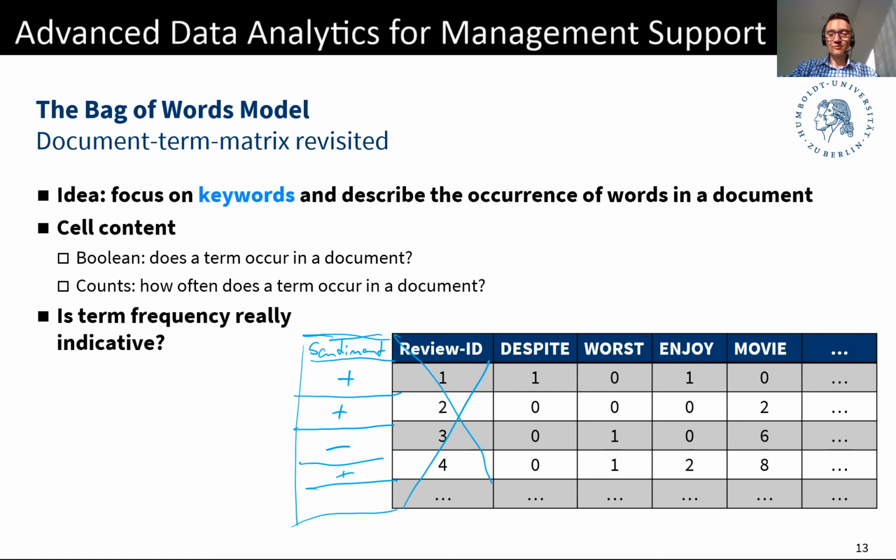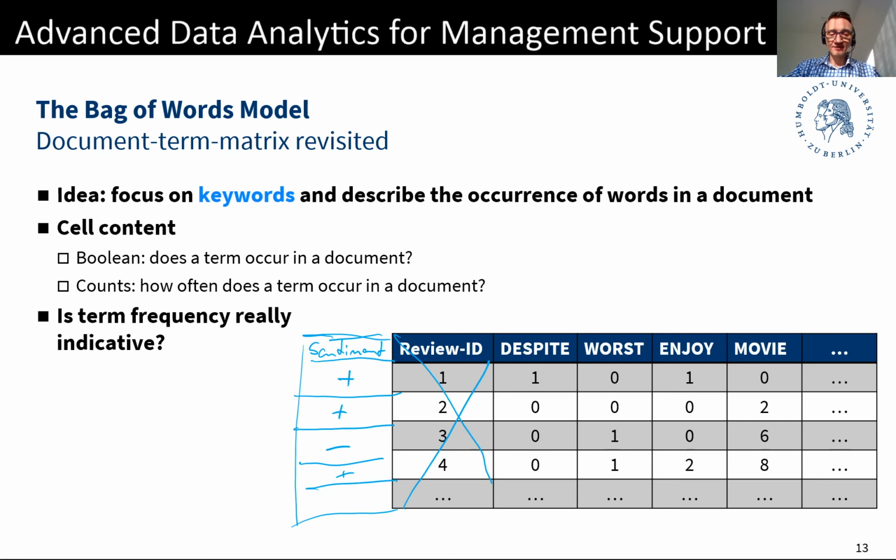So the word despite, well, for sentiment analysis, probably that's, well, of secondary importance. And for review with the ID 3, I see that the word worst was used. That's clearly a negative word. So my classifier, seeing this use of a negative word in the corresponding document, in the corresponding review, can learn that whenever the word worst occurs, the review is to be classified as negative.